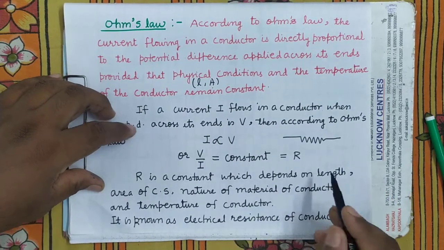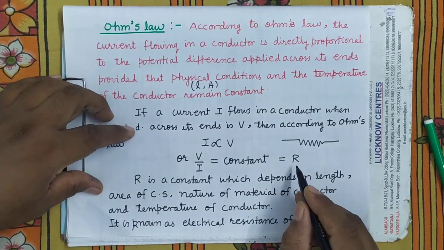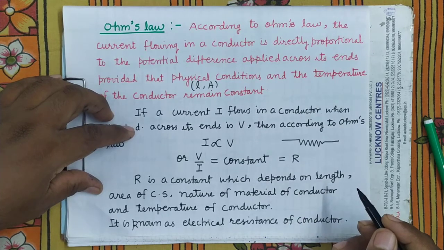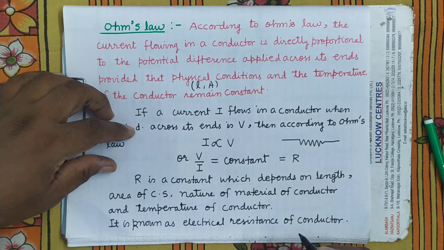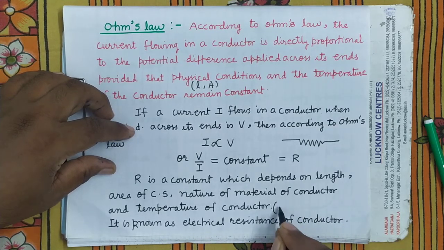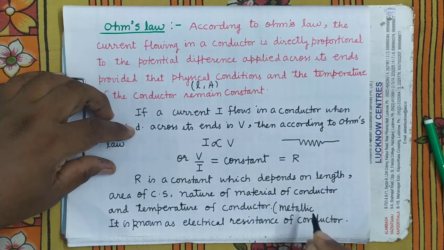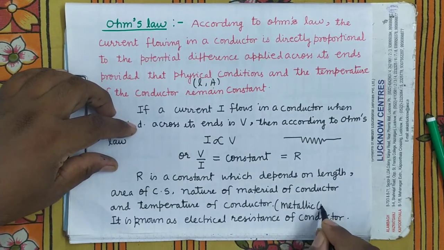This means V upon I is constant, and this constant depends upon the physical conditions of the conductor. It depends upon the nature of the material of the conductor as well as the temperature of the conductor. In case of a metallic conductor, it also depends upon temperature.